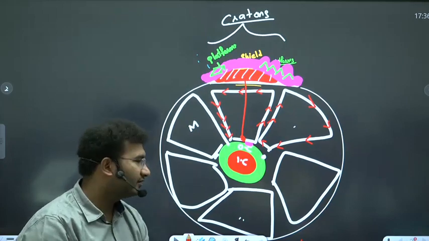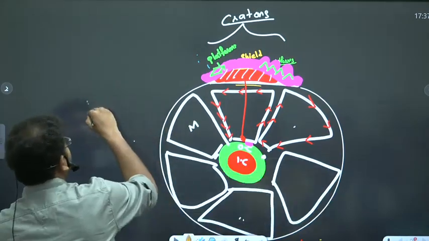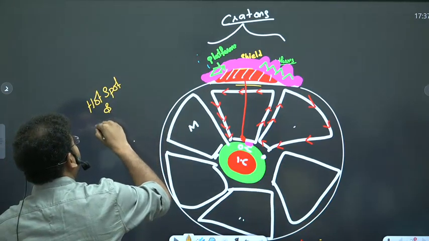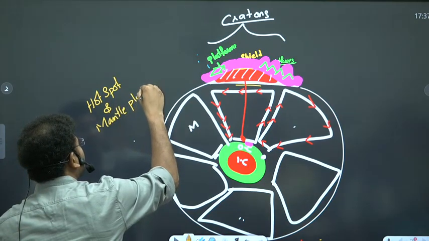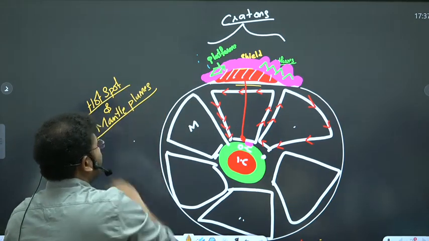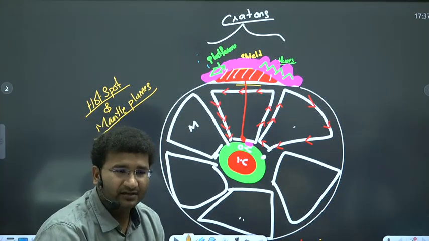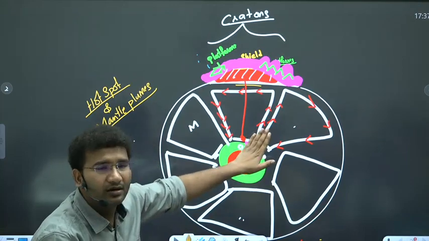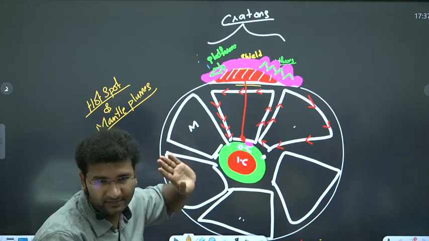So I am going to introduce you to a new word. One, hotspot and mantle plumes. See, a hotspot is a place where the volcanic activity is present in the area where there is no convectional cell, rising or sinking limb.